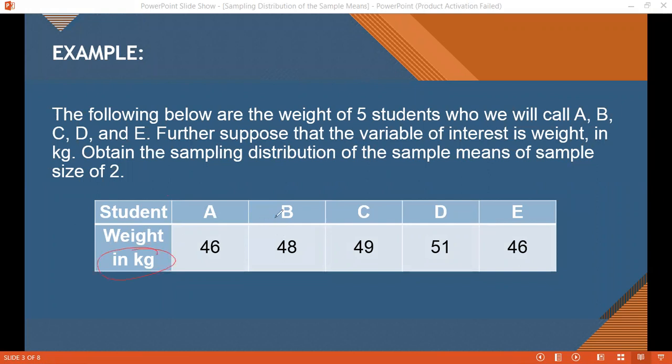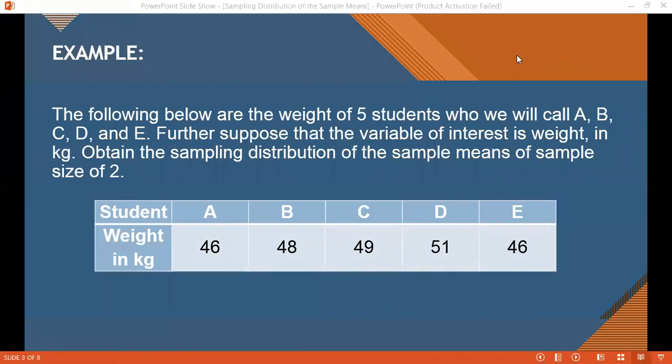Now, you must focus on this one. Obtain the sampling distribution of the sample means of sample size of 2. This is our population, A, B, C, D, E. Kaso we will have sample size of 2. What does it mean when we say sample size of 2? Ibig sabihin, kukuha ka ng sample size na dalawa, tagdalawa. Okay, so paano siya? We have this one.